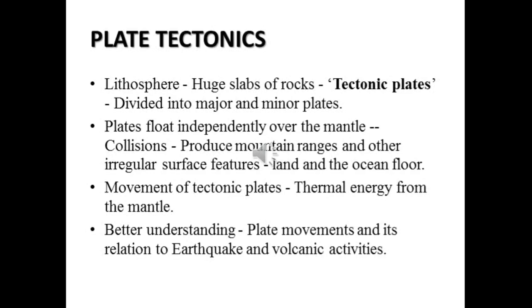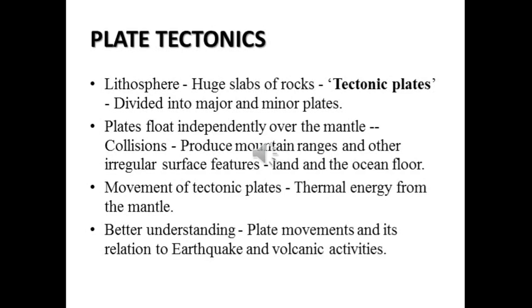These plates float independently over the mantle. So the three layers of earth, what are they? Crust, mantle, core. These tectonic plates float over the mantle. A tectonic plate is nothing but the crust. The collision of these plates produces mountain ranges and other irregular surface features both on land and also in the ocean floor. These plates move independently, floating over the mantle.